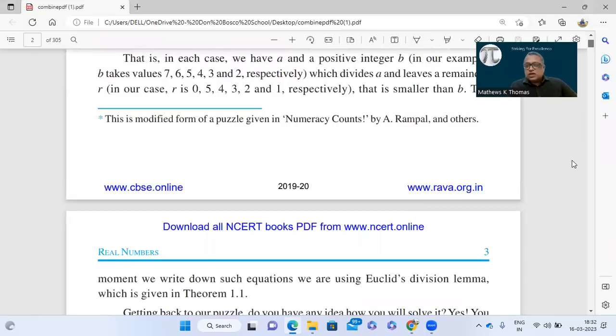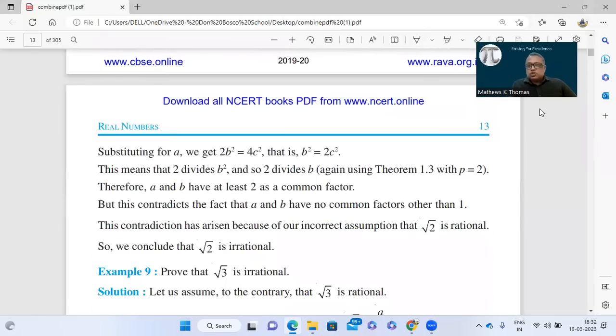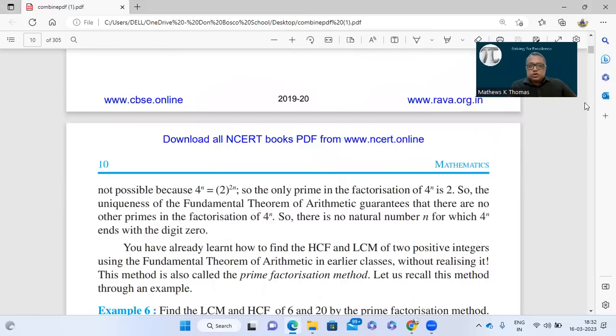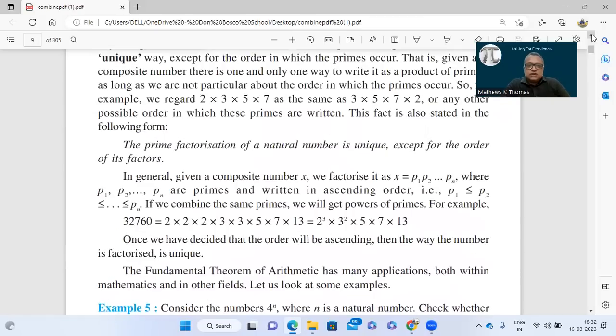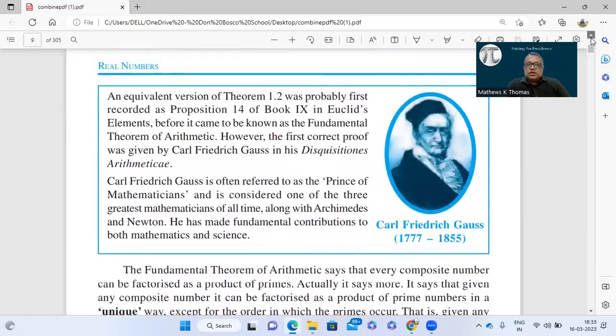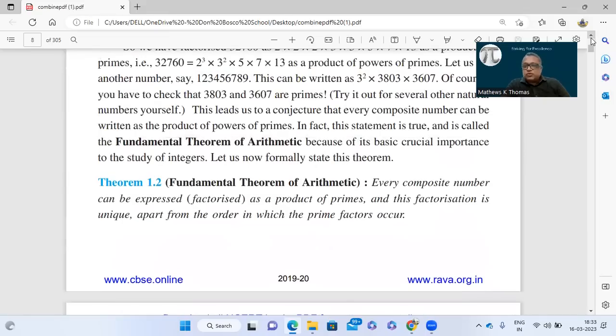So when I go down to chapter 1, the most important questions that can come from chapter 1, we are straight away going to the second exercise, that is exercise 1.2, based on the fundamental theorem of arithmetic. And here, please remember to learn this theorem, what is the fundamental theorem of arithmetic. If you read this, every composite number can be expressed as a product of prime numbers. And this factorization is unique apart from the order in which the prime factors occur.